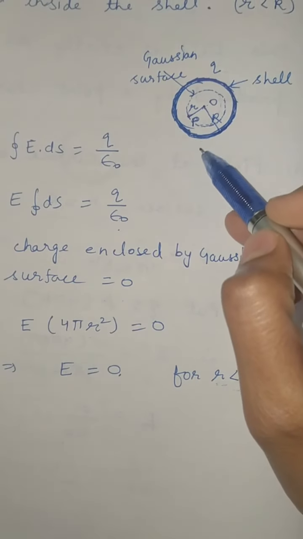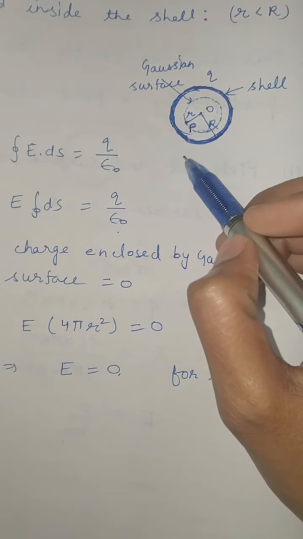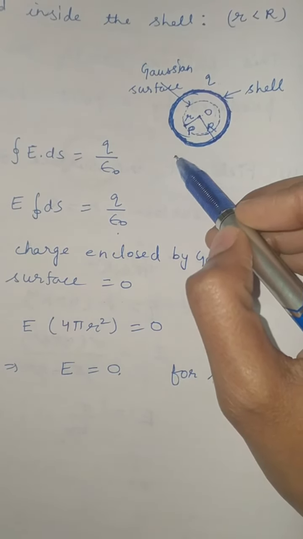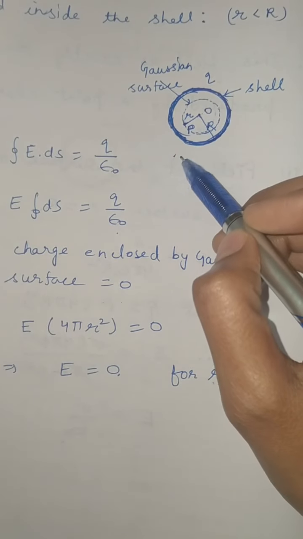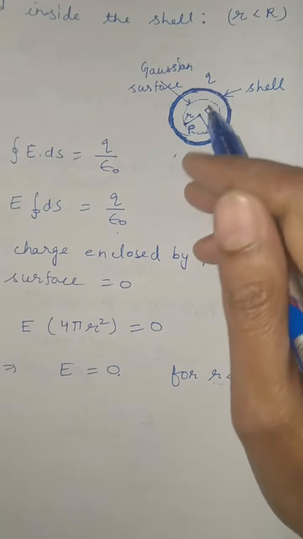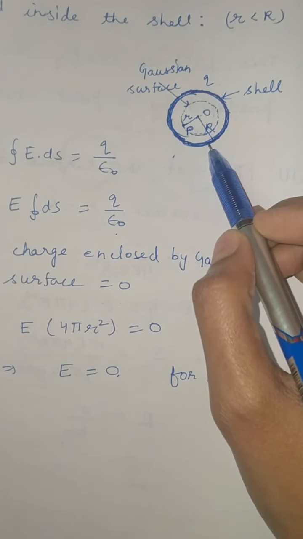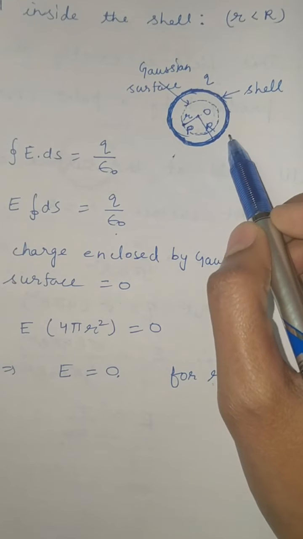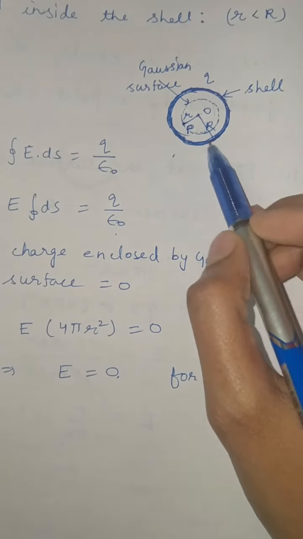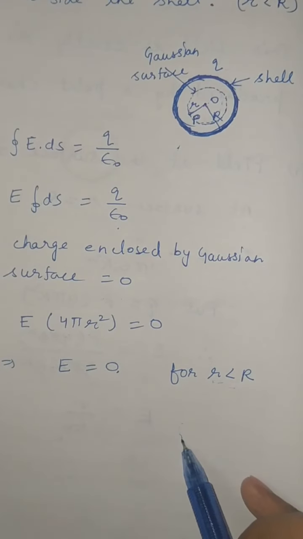So if we conclude the three cases where we calculated the electric field: outside the shell, it will be 1 upon 4 pi epsilon naught q upon r square. At the surface, it will be equal to 1 upon 4 pi epsilon naught q upon capital R square. And for the inside points, the electric field is 0.